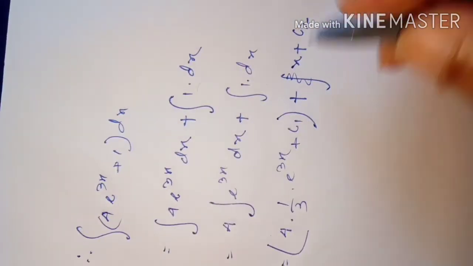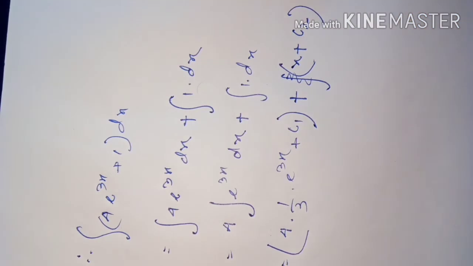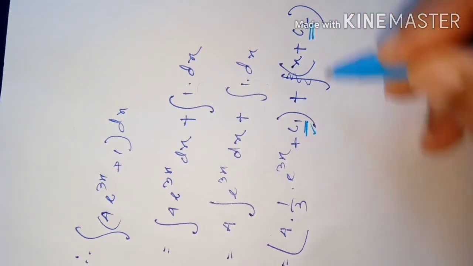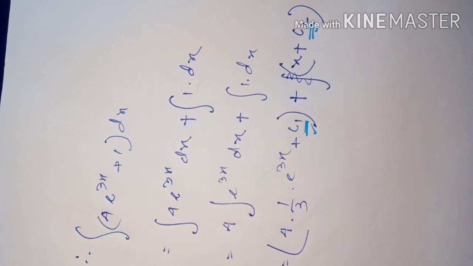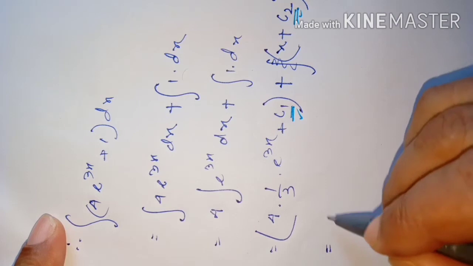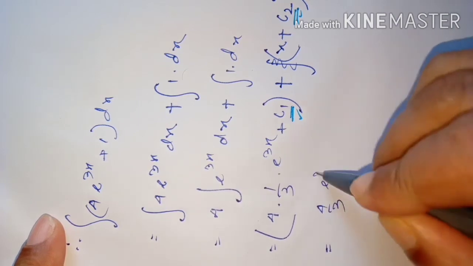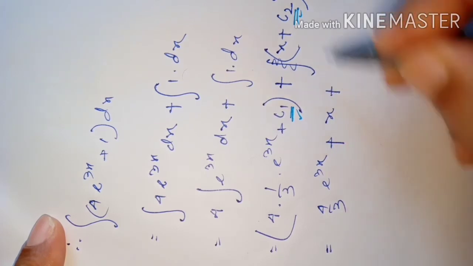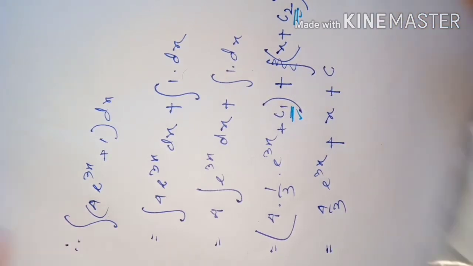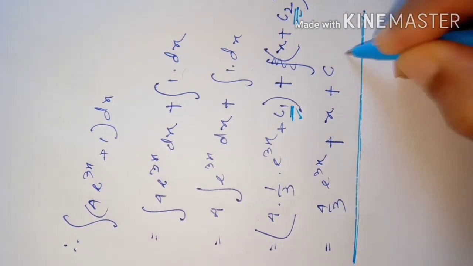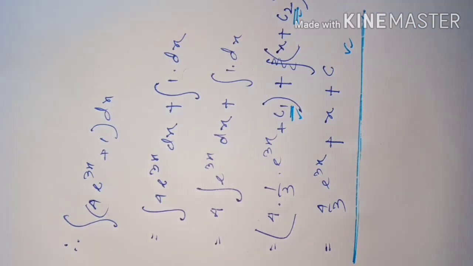So here we are getting two constants. As you see, this is one constant, and this is another constant. Then the sum of these two constants we can term as one constant. So it will be 4 by 3 e to the power of 3x plus x plus c1 plus c2, that is c. Got the idea? So this is the antiderivative of the given function. This is our answer.